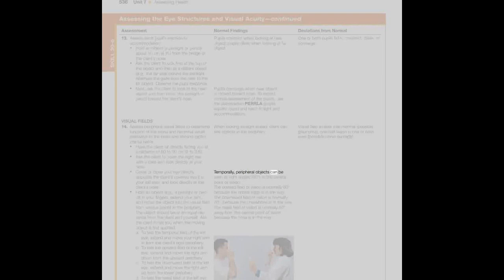Temporally, peripheral objects can be seen at right angles, 90 degrees, to the central point of vision. The upward field of vision is normally 50 degrees, because the orbital ridge is in the way. The downward field of vision is normally 70 degrees, because the cheekbone is in the way. The nasal field of vision is normally 50 degrees away from the central point of vision, because the nose is in the way. D. To test the nasal field of the left eye, extend and move your left arm in from the periphery. Repeat the above steps for the right eye, reversing the process.